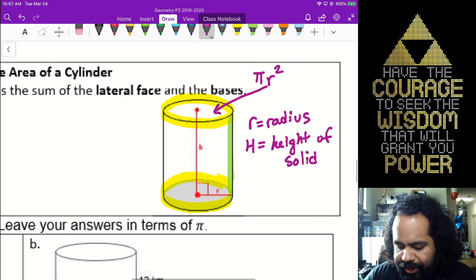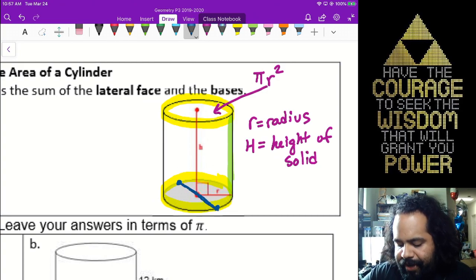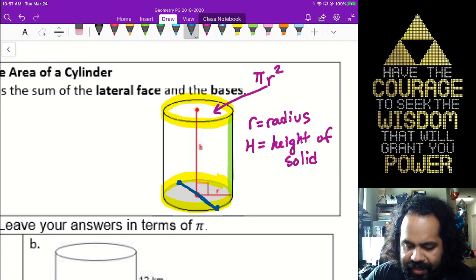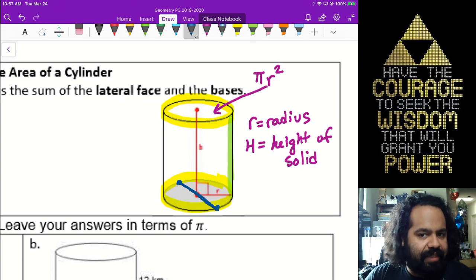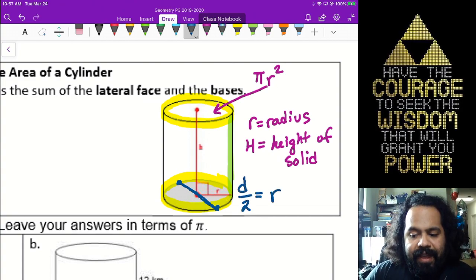There is something else we do need to talk about. The distance going from one edge of a circle to the other edge and going through the center, right? We call that your diameter. Well, hopefully you remember that the diameter is twice the length of the radius. So if you're ever given the diameter, just take that diameter and split it in half, and that's how you can find R.